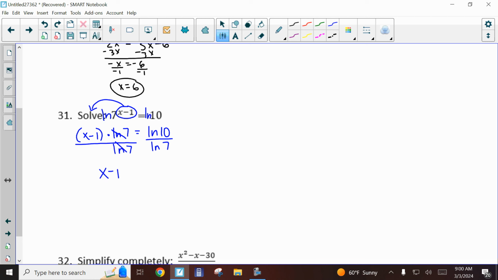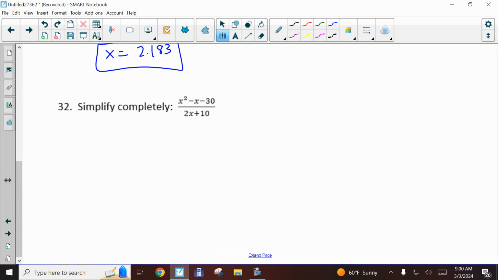So now x minus 1 is all by itself. And now we just have to add 1 to the other side. So those cross out. We type this in the calculator, and chances are it's going to be a decimal. Looks like the decimal is about 2.183. And I rounded, so I probably should have put the little squiggly lines.